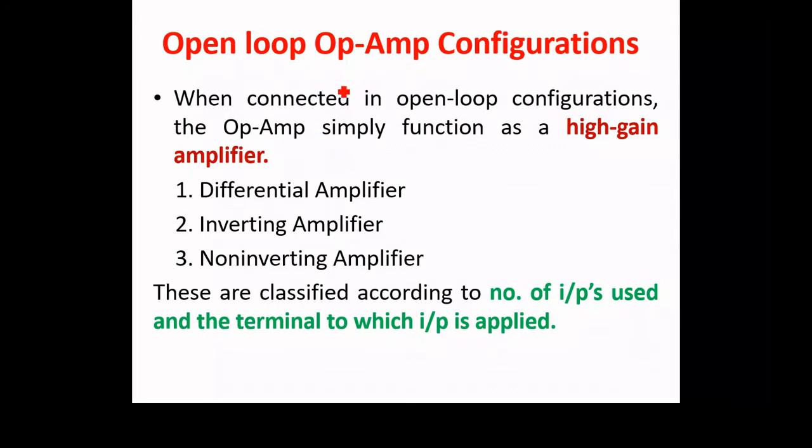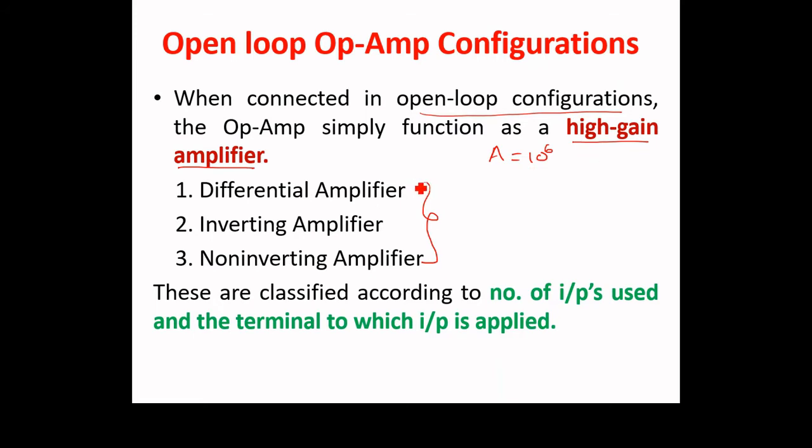So in open loop configuration, we have a total of three configurations. When the op amp is operating in open loop configuration, it will simply function as a high gain amplifier. Whenever the op amp is operating in open loop, it simply functions as a high gain amplifier, because the gain of the op amp is very high. Gain of the op amp is of the order of 10 power of 6.